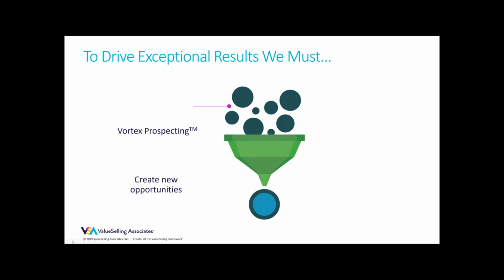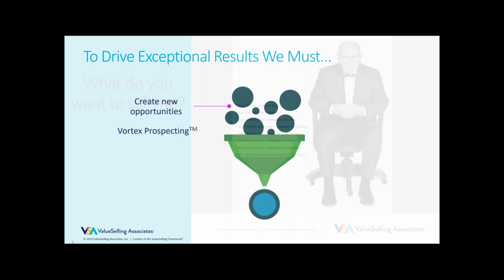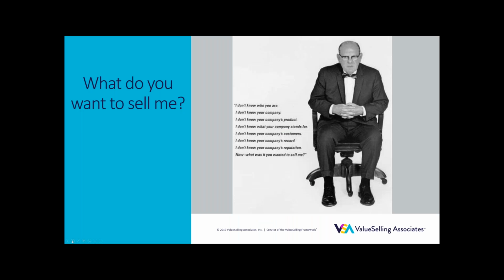So what does that mean? Well, value selling, we have kind of a bifurcated approach to how we help our clients do that. Our program called Vortex Prospecting is all about how to create new opportunities, how to develop the cadence, how to develop the talk tracks, and how to develop the messaging to get in the door when people are ready to buy. And what we do in that Vortex Prospecting is teach people how to combat the perception that people don't want to be sold.